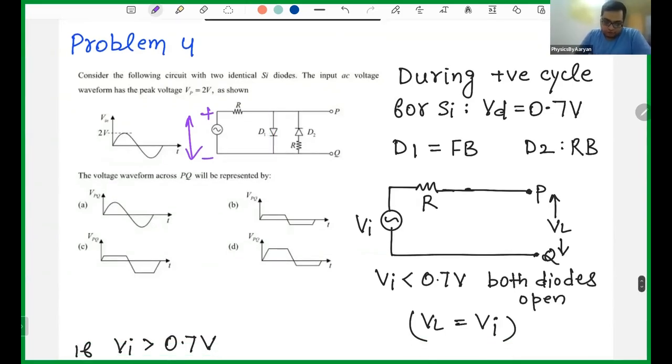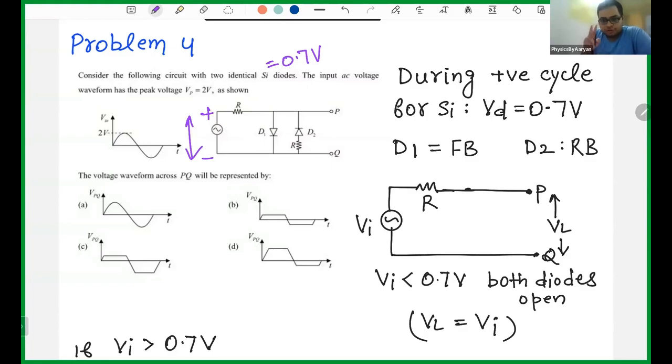Now you can clearly see there are identical silicon diodes. For identical silicon diodes, I already told you the voltage is 0.7 volt for the potential barrier. So if your input voltage is more than 0.7 volt, this diode will get forward biased. And if your voltage is less than 0.7 volt, then this diode will not be forward biased. This will also be closed, meaning no current will flow from here as well.